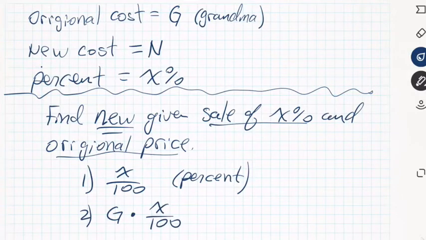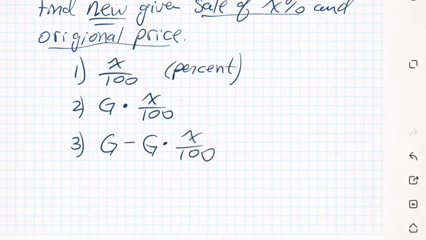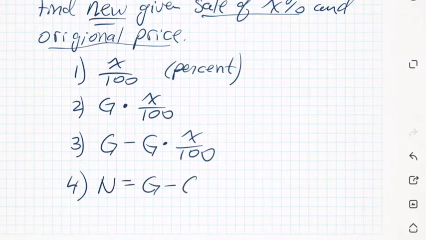Okay. Step 3 says, well, now I'm going to take the original, G times X over 100, and subtract it from the original cost. So I'm going to get G minus G times X over 100. And then this is what's going to equal the new cost. So my formula kind of looks like this so far. N equals G minus G times X over 100.